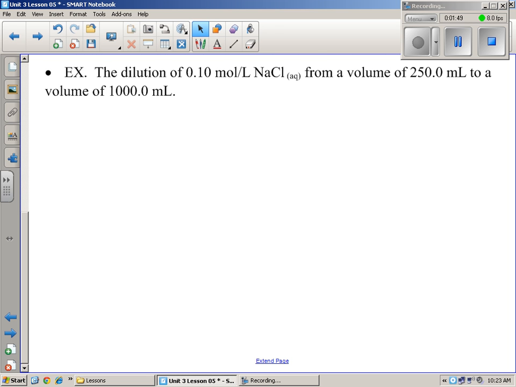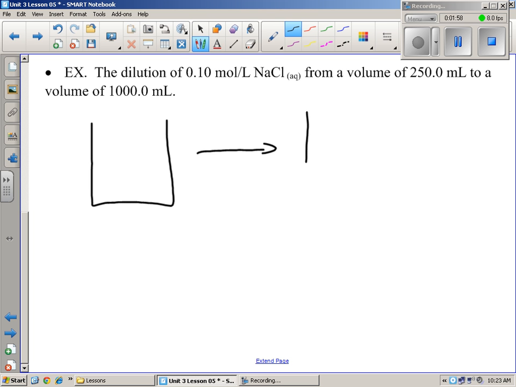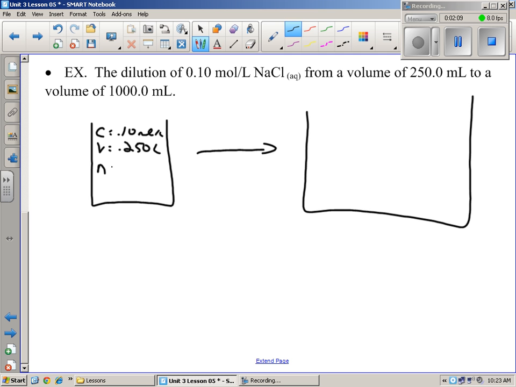To give you a quick example, let's copy this down here. Let's say we have two beakers. We start out with this one here, and I want to end up with this one here. In this one, I have a 0.10 molar solution, and apparently I have 250 milliliters of it, so 0.250 liters. If I do the math on that, I could figure out n. You can talk about C equals n over V, or in this case, n equals C times V. Multiplying those two, you get 0.0250 moles. So that's how much solute I would have in this particular beaker.